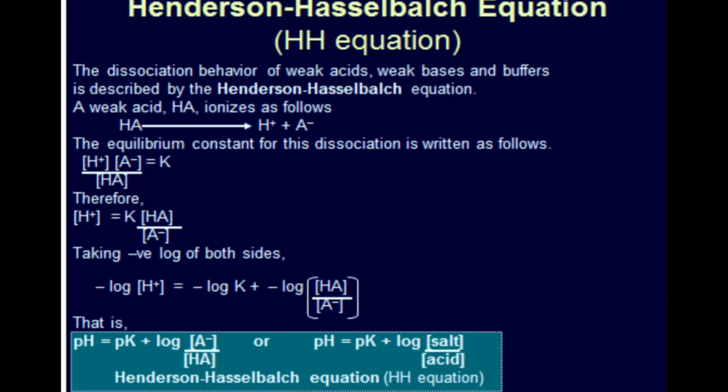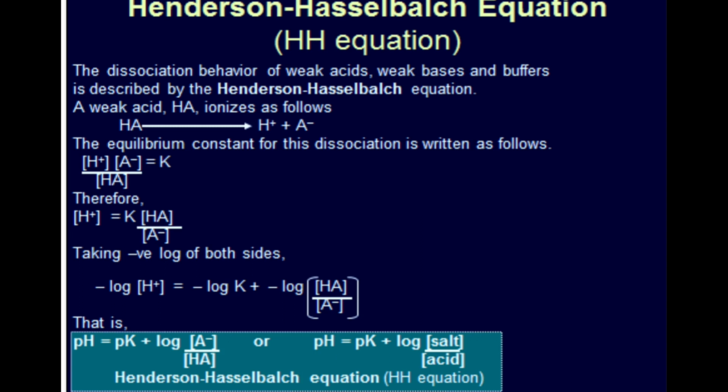H plus and A minus, which can be written as H plus A minus divided by HA, which is a constant. So H plus is K, the constant, times HA divided by A minus. So we can take negative log on both sides.